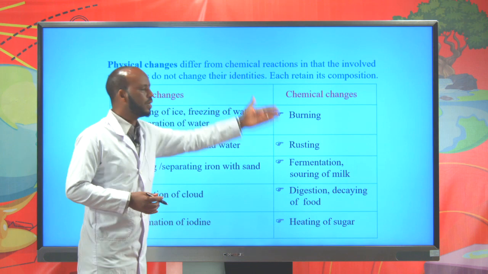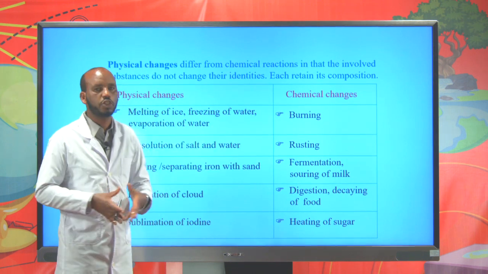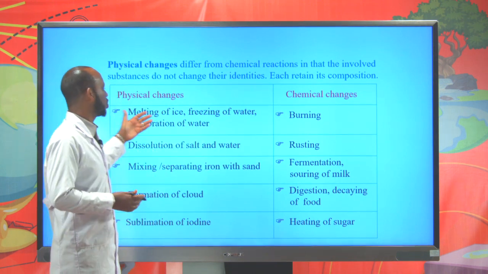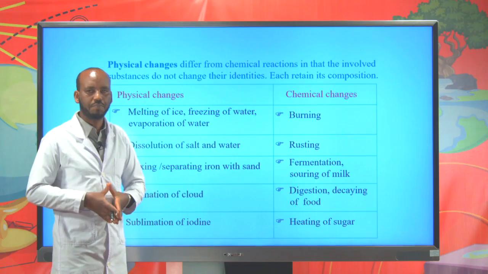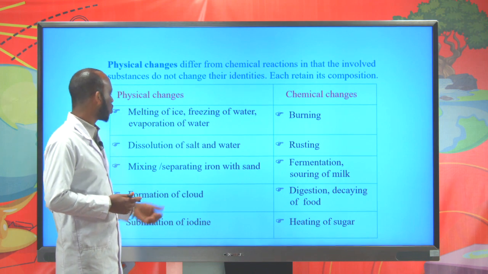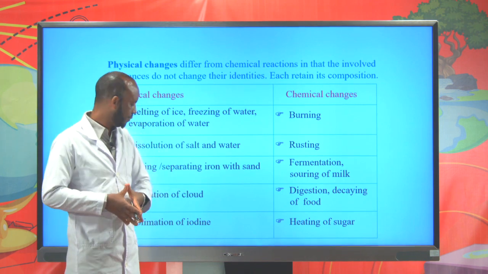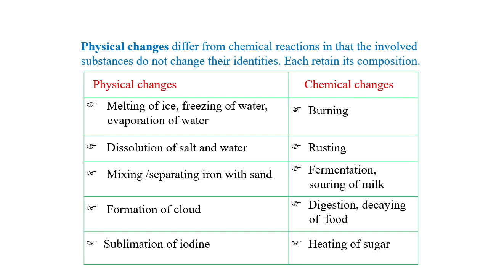These are some examples of chemical and physical changes. Change of state is an example of physical change. Melting of ice, freezing of water, evaporation of water, dissolution of salt in water, and formation of a solution are examples of physical change. Mixing or separating iron with sand, formation of cloud, and sublimation of iodine, again a change of state. All these are examples of physical changes.